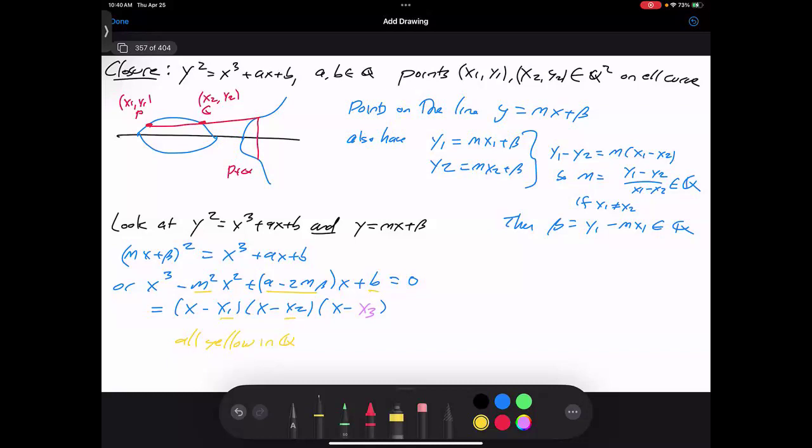But B equals minus x1 times x2 times... Yes. Therefore, the product of x1, x2, and x3 must be rational. Nope. So you have B equals x1, x2 with a minus sign, x3. We know this is rational. We know these are rational. That does not imply x3 is rational. Why does that not imply x3 is rational?